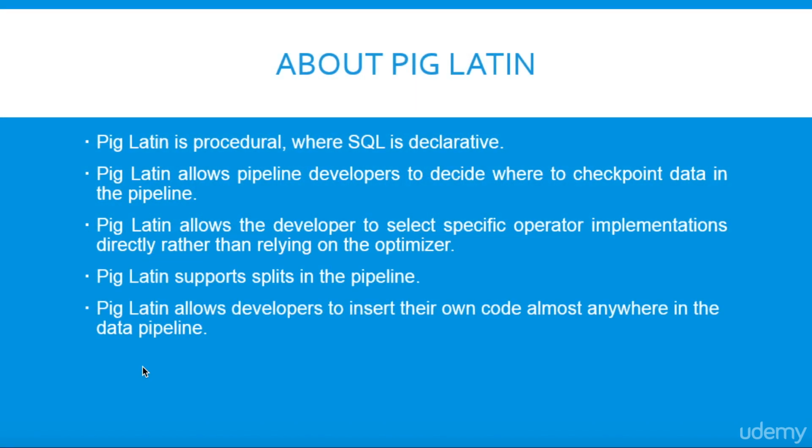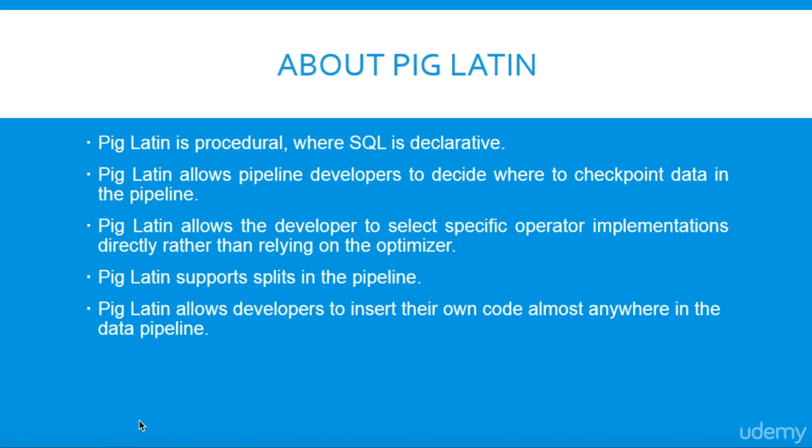Pig Latin is procedural, whereas SQL is declarative. Pig Latin allows pipeline developers to decide where to checkpoint data in the pipeline. It allows the developer to select specific operator implementations directly rather than relying on the optimizer. Pig Latin supports splits in the pipeline, and allows developers to insert their own code almost anywhere in the data pipeline.